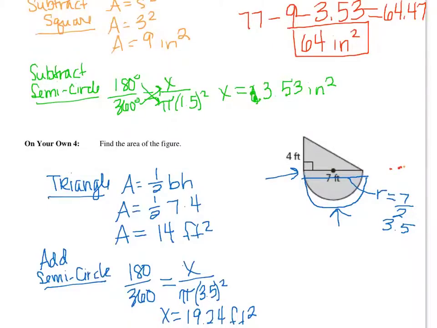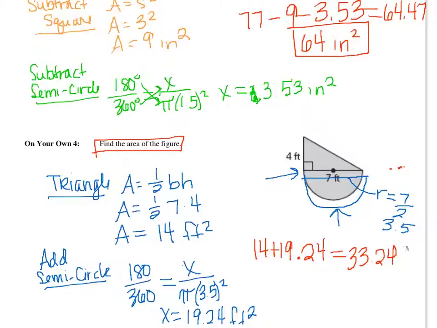So our final answer here, it just says find the area of the figure. It doesn't say what to round to. So I'm going to do 14 minus 19.24. Oops, not minus, plus. We're adding both of them together here because we want both the shapes. So it's 33.24, and my units would be feet squared. And that's my answer.